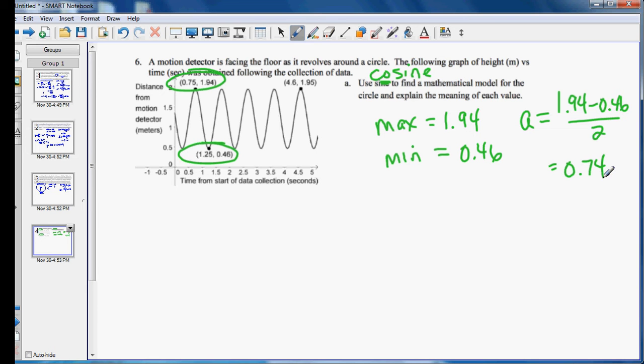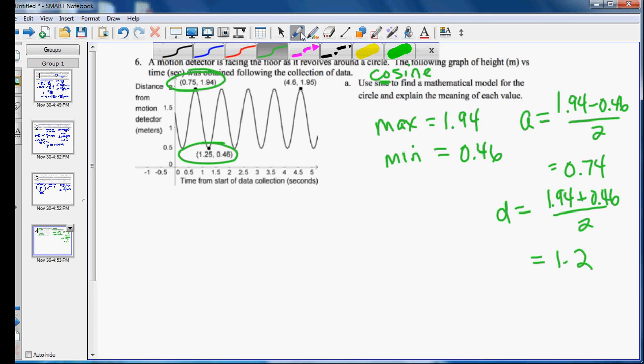Now to get the period. Well, we notice the maximum up here is at time 0.75. The minimum down here is at time 1.25. So it takes half a second. 0.75 to 1.25 is 0.5, or half a second, to go from the maximum down to the minimum. Well, that's half of a cycle. To get a full cycle or full period, we need to go back up, which is going to take another half second. So our period is 1, which means B is equal to 2 pi over 1.